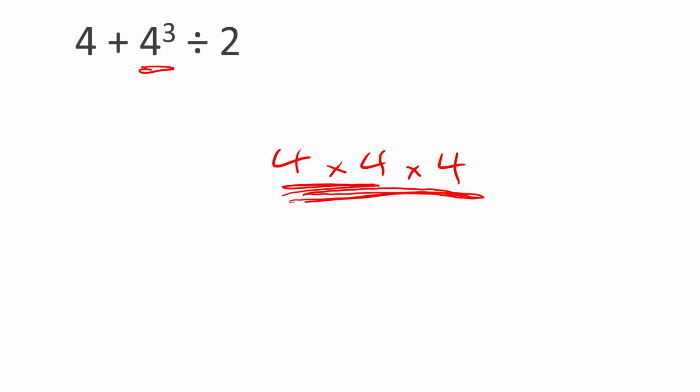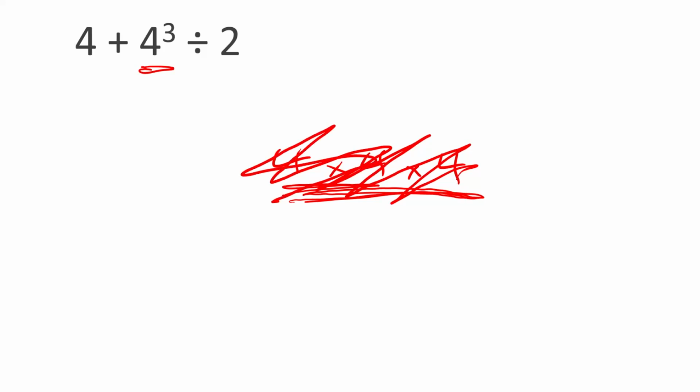So that's the orders done. Now division and multiplication. We've got one that's divided by 2, so our 64 is now being divided by 2. That will give us 32. And then we come along and do addition and subtraction. We've got a plus 4 there, so we add that on to our 32, and our final answer becomes 36.